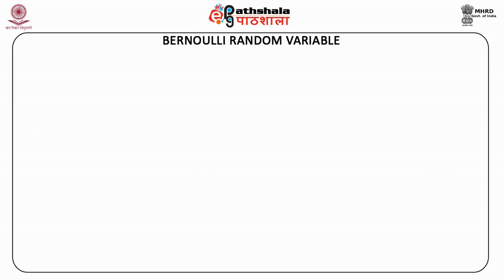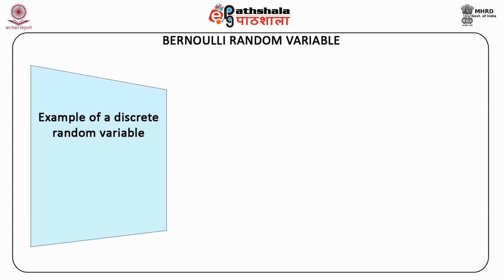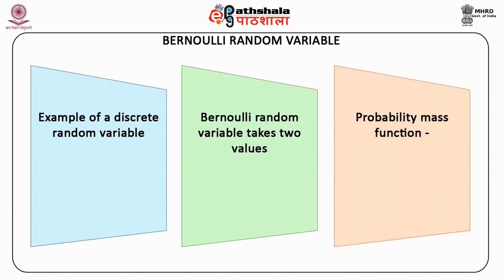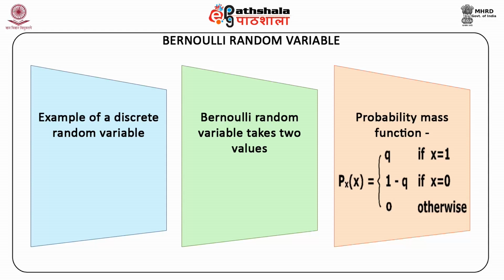Further, we shall discuss the Bernoulli random variable. A Bernoulli random variable is an example of a discrete random variable, and its distribution is a special case of the binomial distribution. A Bernoulli random variable can take only two values, 1 with probability q and 0 with probability 1 minus q, where 0 is less than or equal to q is less than or equal to 1. Its probability mass function is p of x is equal to q if x is equal to 1, equal to 1 minus q if x is equal to 0, and is equal to 0 otherwise.